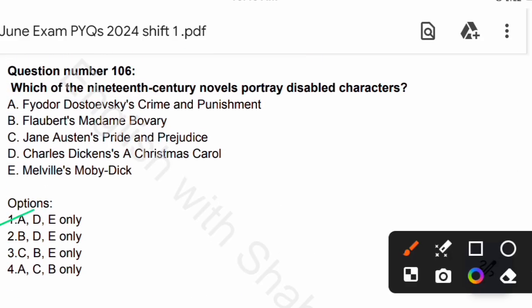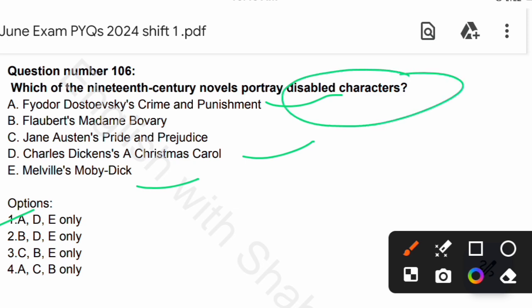This is the correct one. First, Crime and Punishment; second, D, Charles Dickens' Christmas Carol; and E, Melville's Moby Dick. Yes, in these works you will find the disabled characters. Option A, option D, and option E.